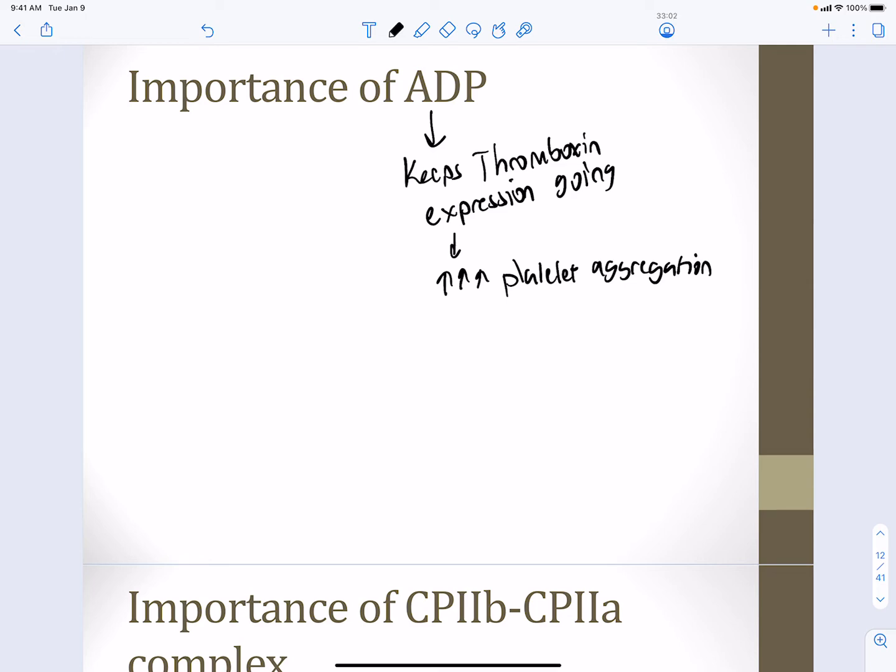Now, there are some antagonists for use in controlling thrombosis, such as Plavix. Plavix is an irreversible inhibitor of that ADP G protein receptor on platelet surfaces. So Plavix's function is to prevent aggregation of platelets.